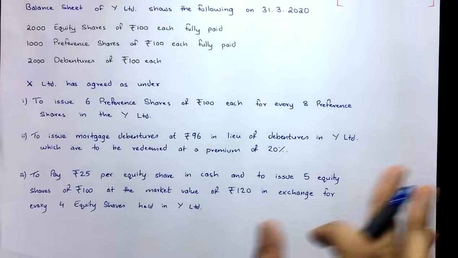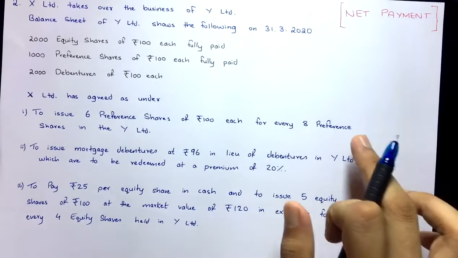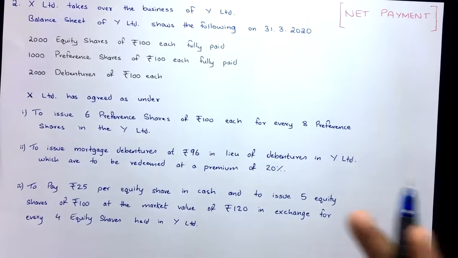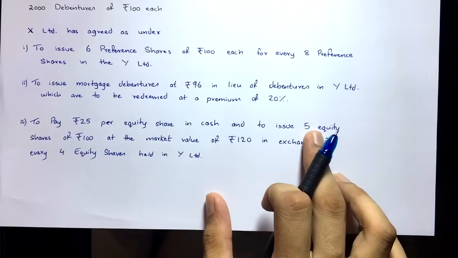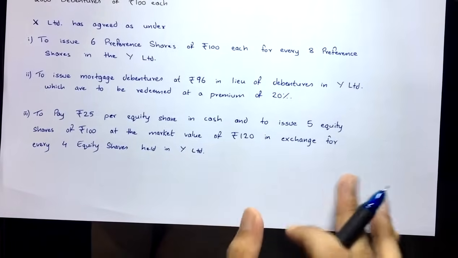It's very simple. Don't worry if you get exchange ratios or the swap ratios. You just have to go with the sentence. For, see here, 6 for every 8 preference shares, 6 divided by 8. 5 for every 4 equity shares, 5 divided by 4. That's how you have to do it.